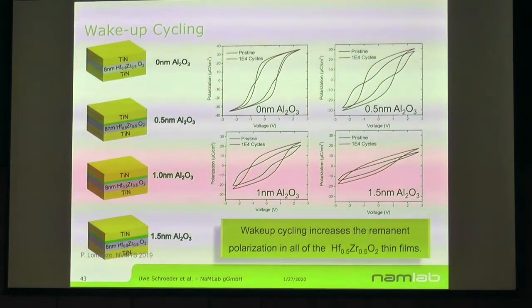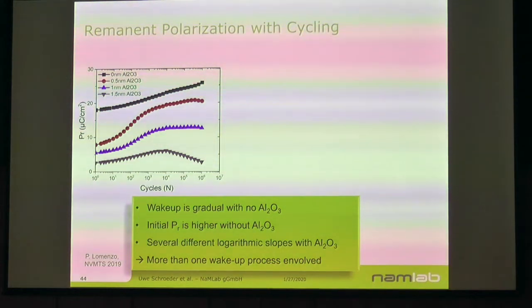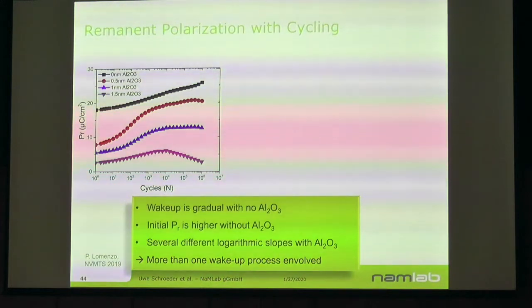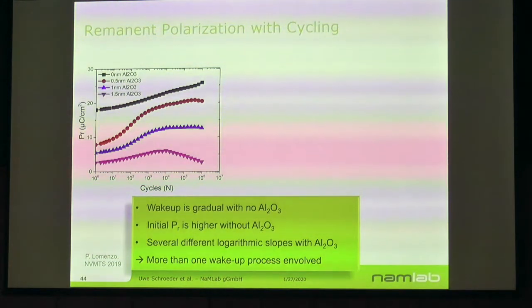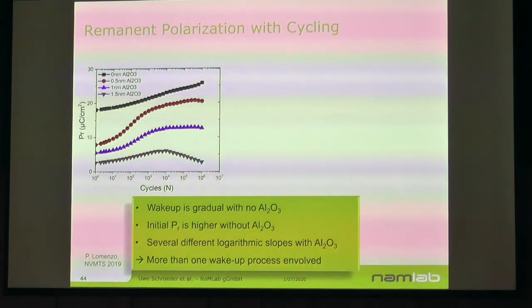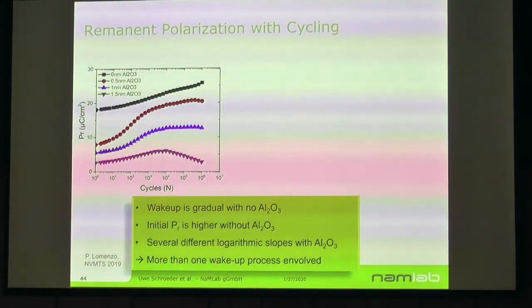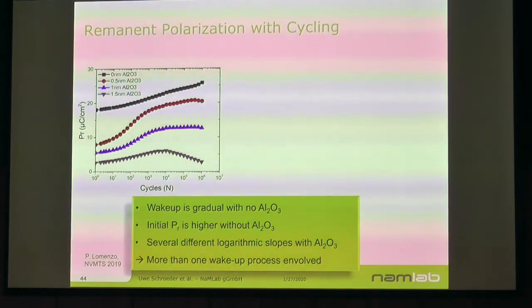And if you look at how remanent polarization changes with cycling, you can see this was the case without any aluminum oxide layer. And if you increase the aluminum oxide thickness, you see a drastic decrease of the initial remanent polarization value, and then also a strong wake-up behavior just coming from these interfacial layers.